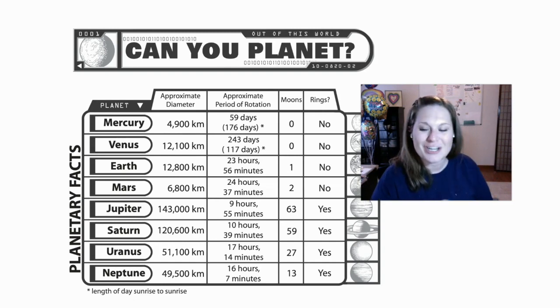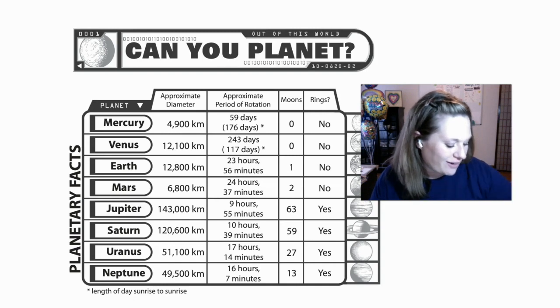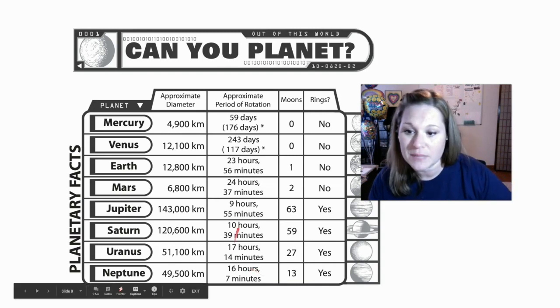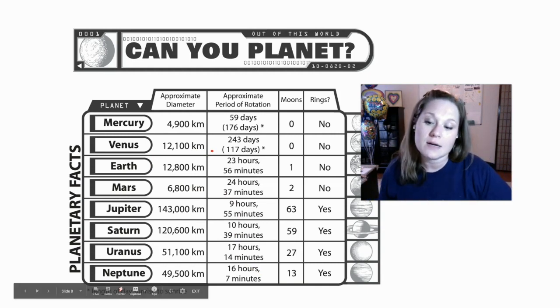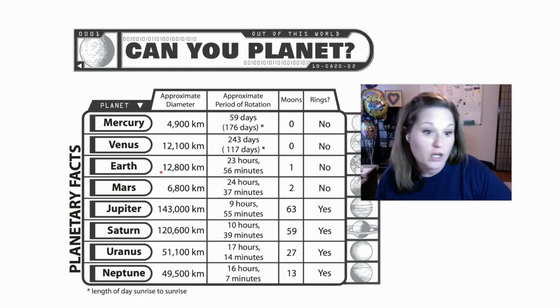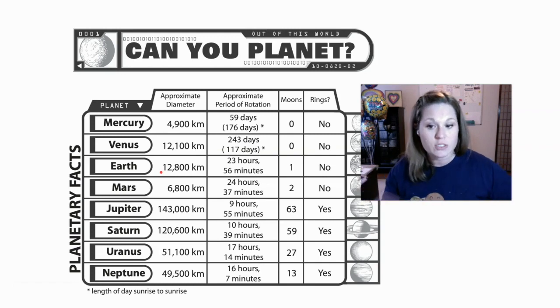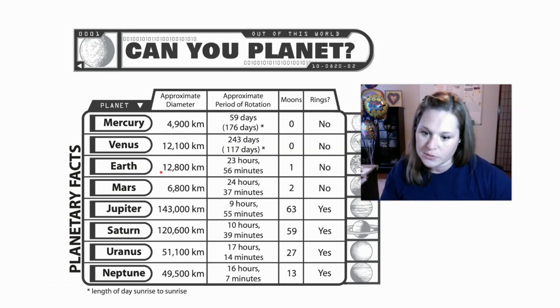Okay, yeah, Venus and Earth. Venus and Earth are the closest in size to one another because Venus is 12,100 kilometers in size, and Earth is 700 kilometers larger in diameter. So they are really close in size.